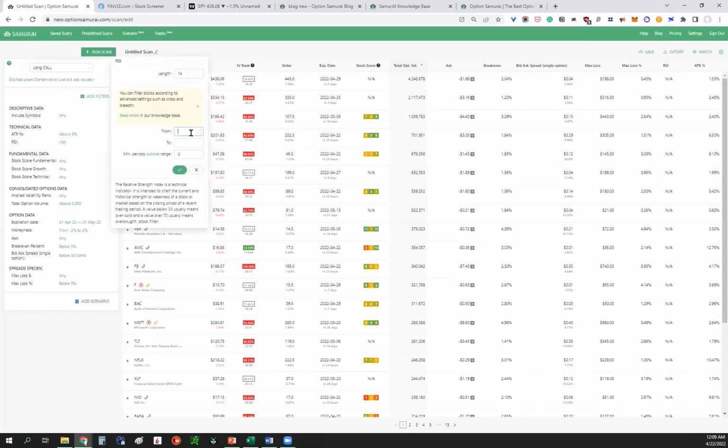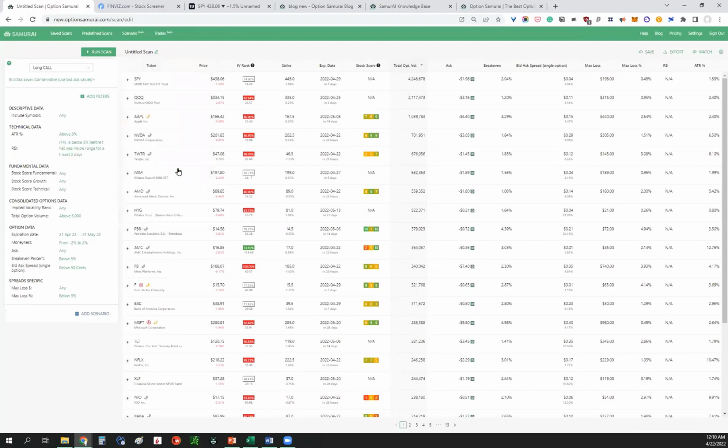The RSI, I would ask to have oversold. In RSI, under 30 is considered oversold. And I would ask that it be at least 2 days in the oversold territory. When I build something like that, I like to make the parameters a bit looser initially, and then I would narrow it down and find what I'm looking for.